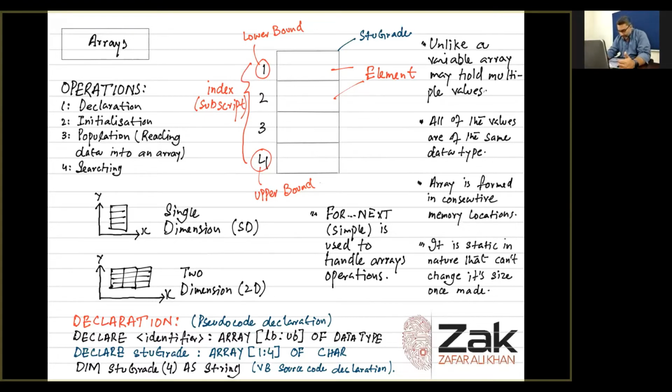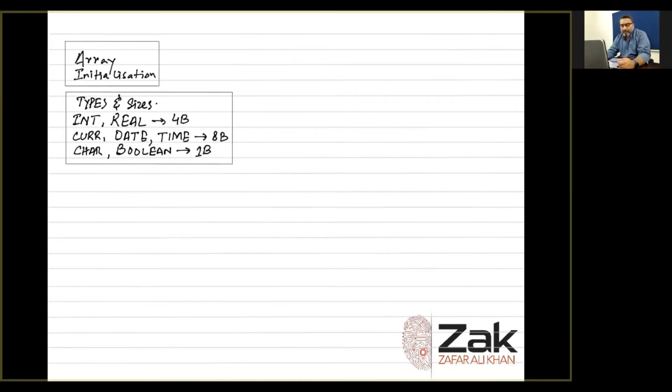So let's go further. First thing is array initialization. Before we go into array initialization, let's revise types and sizes. Data types are integer and real, and every single integer variable or element in an array will take 4 bytes. Then we have currency, date or time. They all take 8 bytes. If it is character or boolean, it always takes 1 byte.